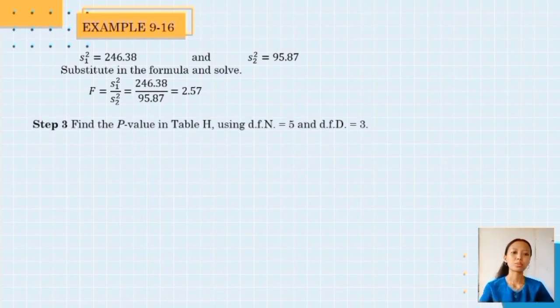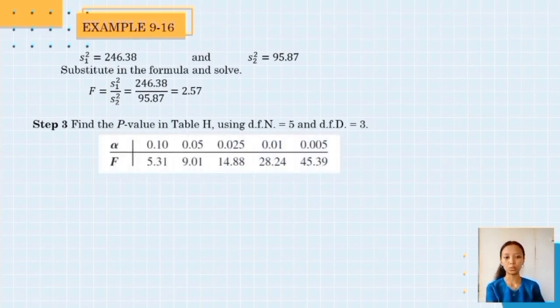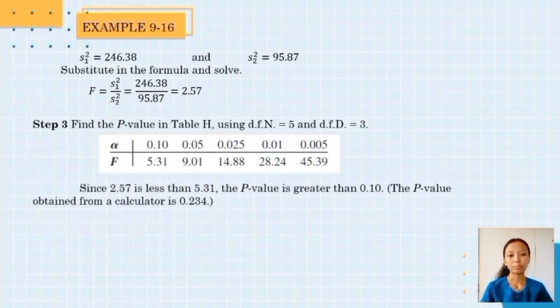Now, the third step is to find the p-value in table H that I've shown you earlier using DFN equals 5. Why is it 5? Because our sample size is 6, so 6 minus 1 is 5, and DFD equals 3 because 4 minus 1 is 3. Now, here is our table for our p-value. Since 2.57 is less than 5.41, which is our critical value, the p-value is greater than 0.10, and the p-value obtained from a calculator is 0.234.